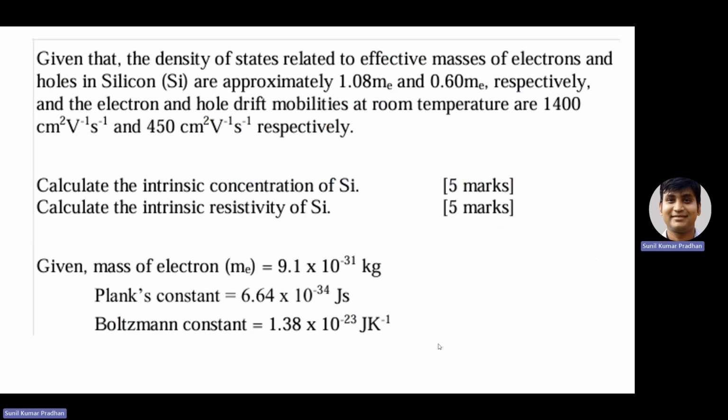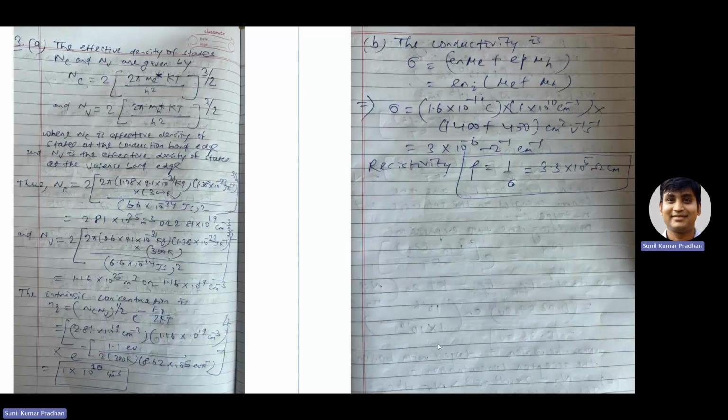Now, this is a very important question, as to find the intrinsic resistivity of silicon, you have to calculate the intrinsic concentration first. Then we can calculate the intrinsic resistivity. So how can we proceed? In this case, first you have to calculate the effective density of states at the conduction band and valence band edge.